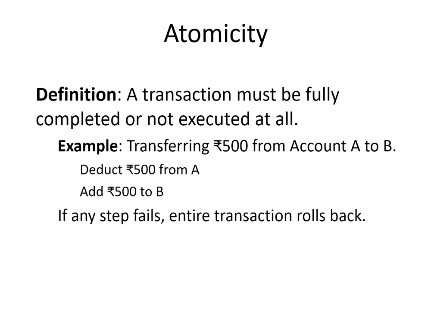For example, transferring 500 from account A to account B. There are two steps. First one is to deduct 500 rupees from A. Second one is to add 500 to B. If any step fails, the entire transaction is rolled back.